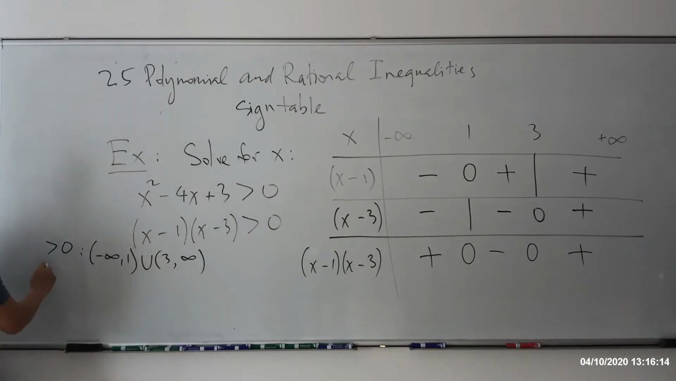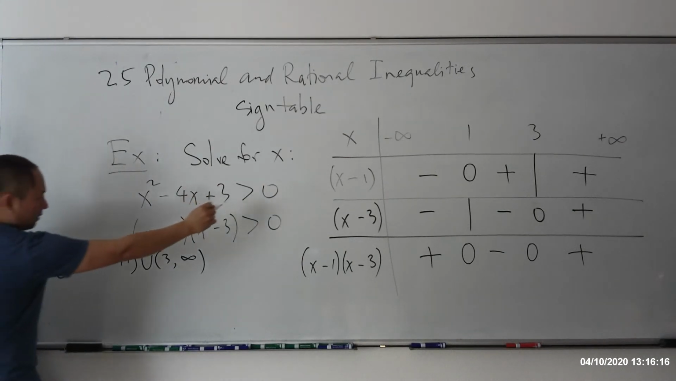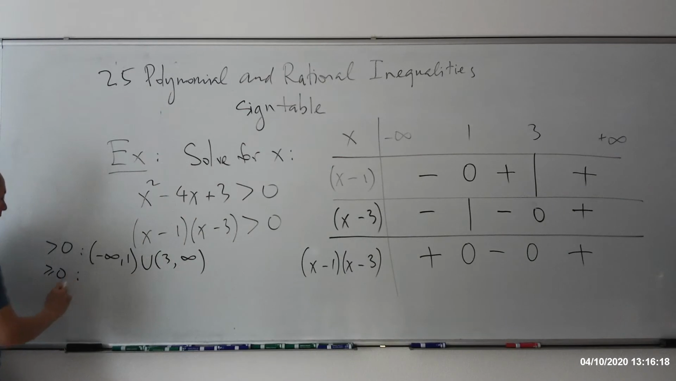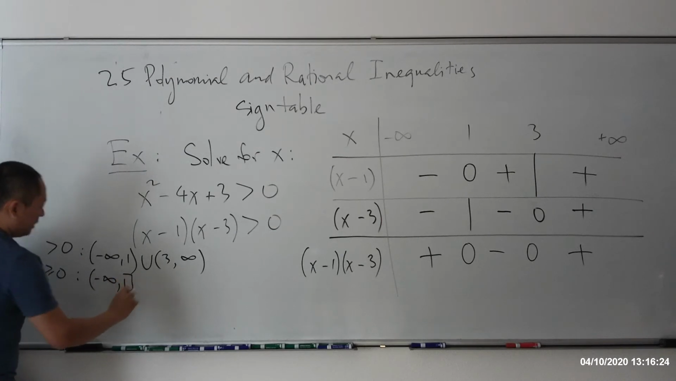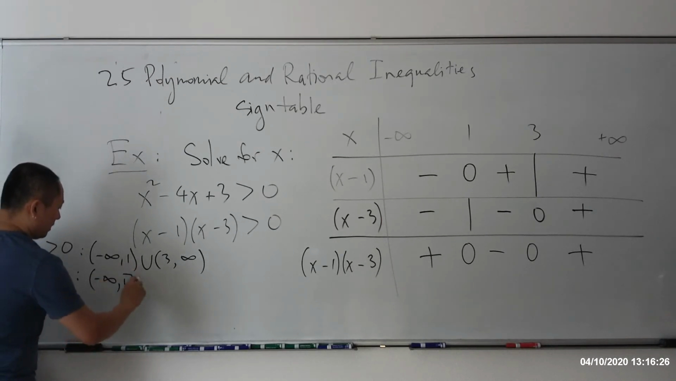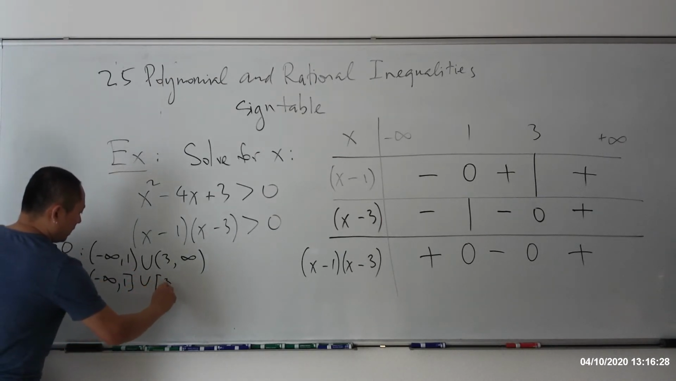What if I change the question? I ask you something that's greater than or equal to 0. Same question. Change to greater than or equal to 0. And guess what? All you have to change is the parenthesis to square bracket. Negative infinity to 1, square bracket, union, bracket, 3 to infinity.